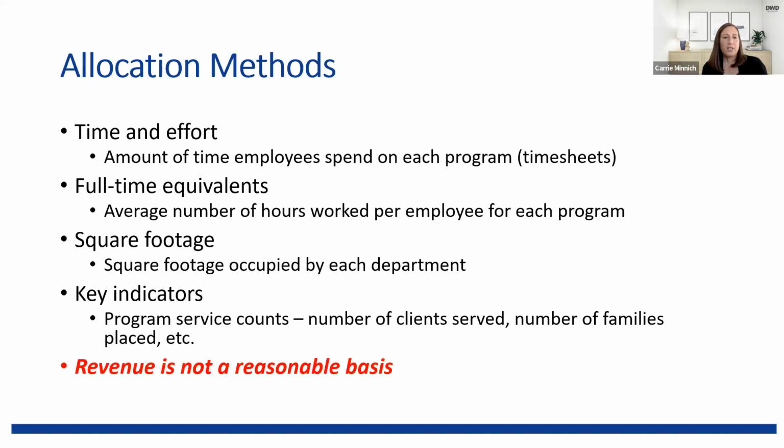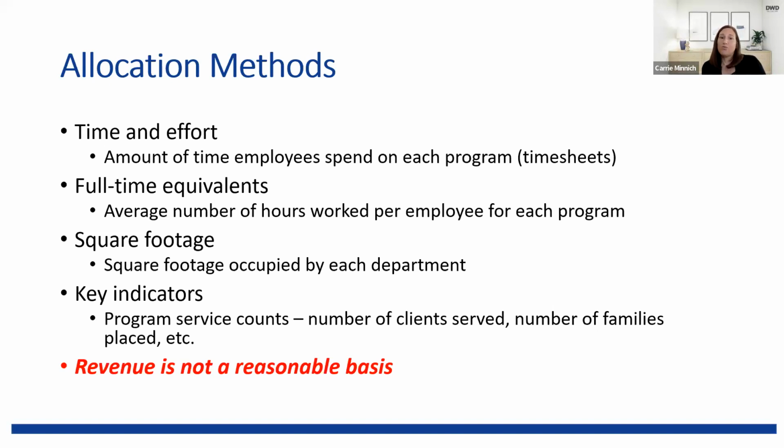Other types of allocation methods are key indicators, where you could look at program service counts. So, the number of clients served, number of families placed, etc. There just needs to be some kind of basis in place as to why or how you're allocating those expenses. If you say that you are allocating expenses based on usage, that really isn't a basis, because what are you basing that usage on? Again, is it time and effort? Is it full-time equivalents? Usage is not really a good, reasonable basis.